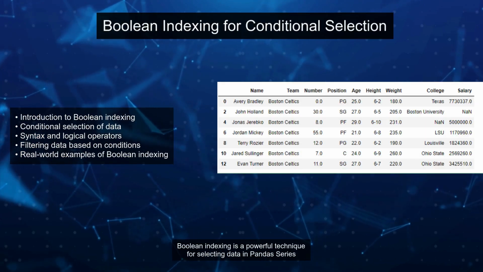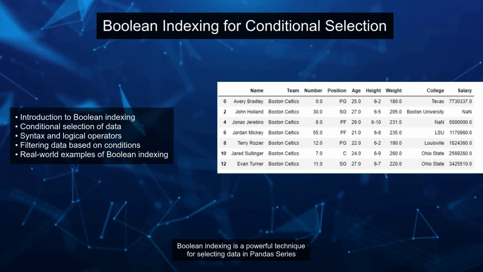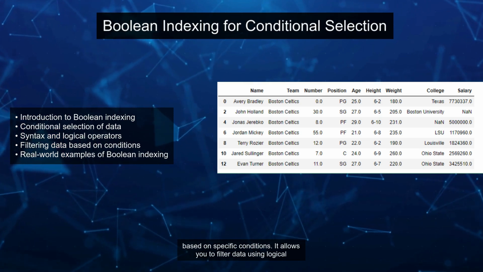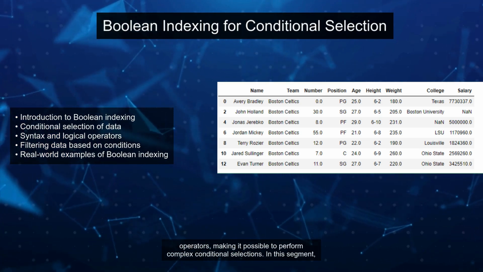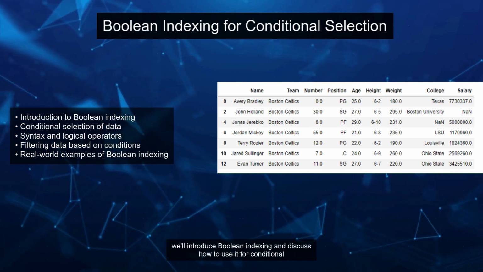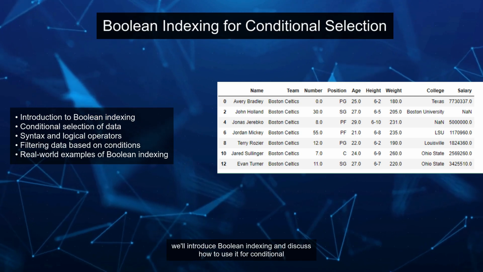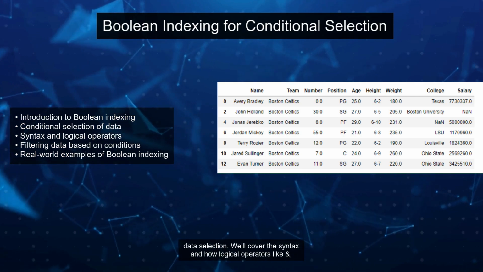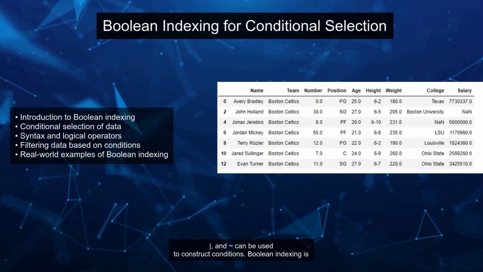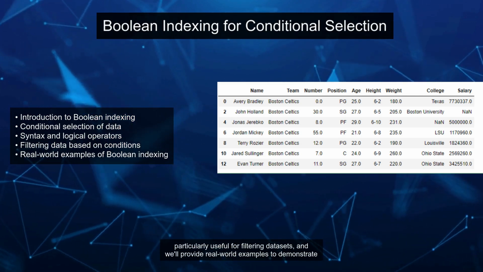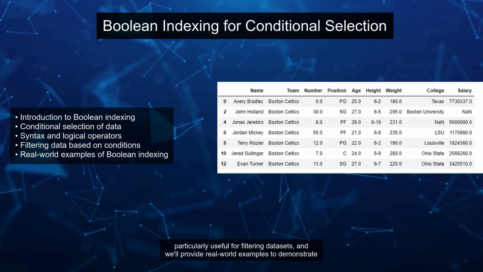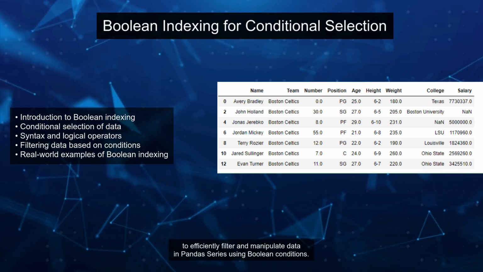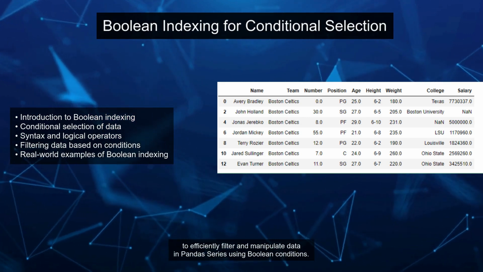Boolean indexing is a powerful technique for selecting data in Pandas series based on specific conditions. It allows you to filter data using logical operators, making it possible to perform complex conditional selections. In this segment, we'll introduce Boolean indexing and discuss how to use it for conditional data selection. We'll cover the syntax and how logical operators like AND, vertical bar, and tilde can be used to construct conditions. Boolean indexing is particularly useful for filtering datasets, and we'll provide real-world examples to demonstrate its practical application. By the end of this section, you'll be able to efficiently filter and manipulate data in Pandas series using Boolean conditions.